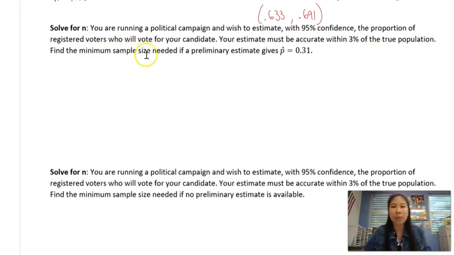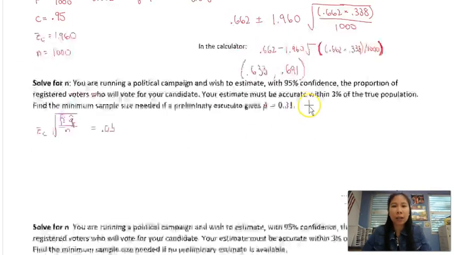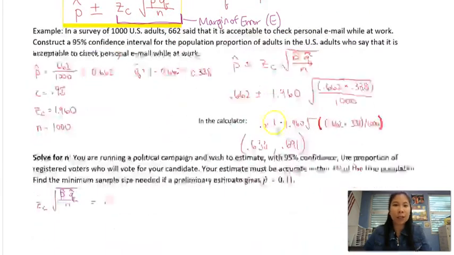Find the minimum sample size, so solve for n, needed if a preliminary estimate gives p hat equals 0.31. So they're telling us what p hat to use. We're trying to use that margin of error formula and setting it equal to 3%. Remember, our margin of error formula is everything after the plus or minus in our confidence interval formula. So just that part is the margin of error.